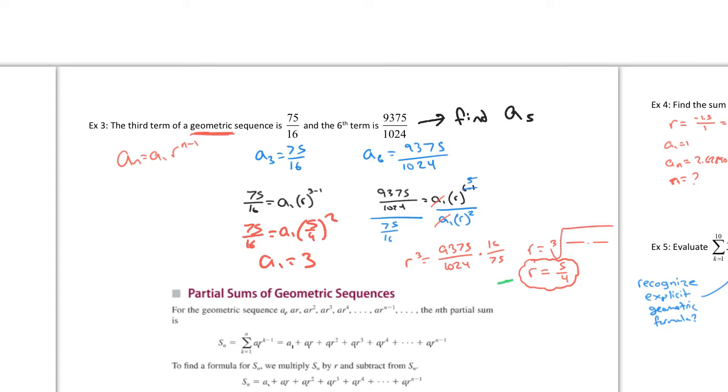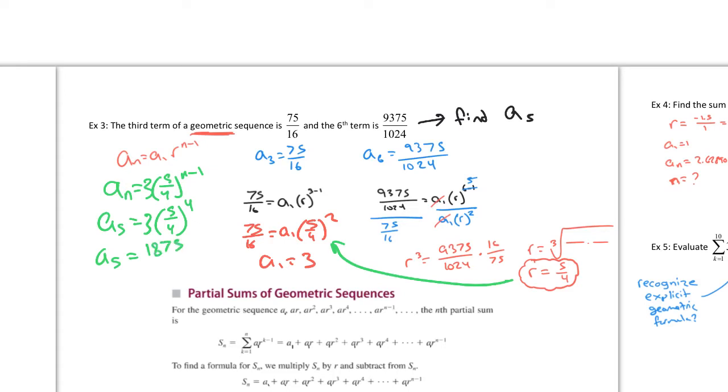Okay, kind of draw a path here. That's what we did. And now that I know that I have 3 as my first term, I could go back up here and say a sub n equals 3 times 5/4 to the n minus 1, and then plug in 5 to get the fifth term. And when you do that, we get 1875 over 256. Okay, that works great, and you can do it that way.